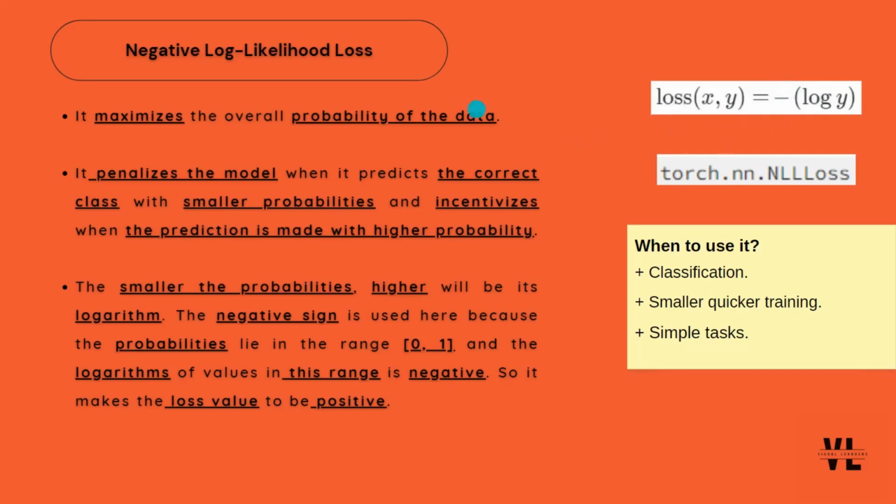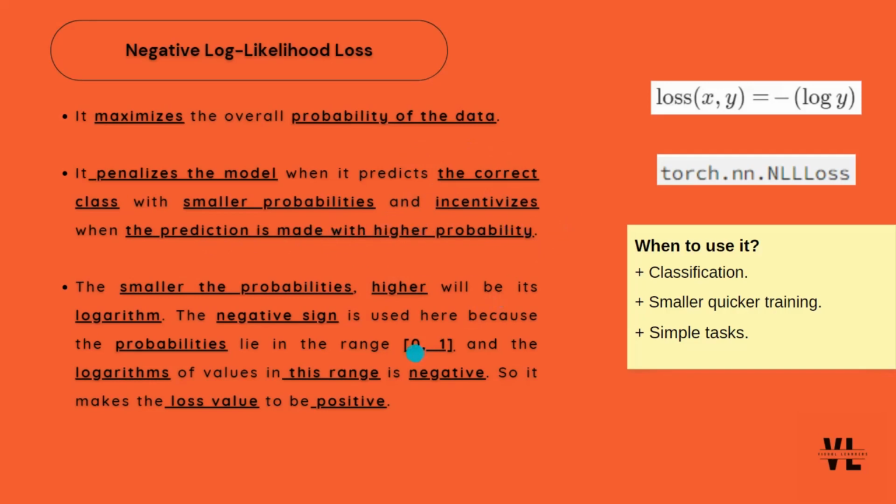So the purpose of the negative log likelihood loss is just basically to penalize the model when the probability is very small when we have correct predictions. We want the probability to be high when the predictions are correct. So for the case of correct, we want to incentivize predictions with higher probability.